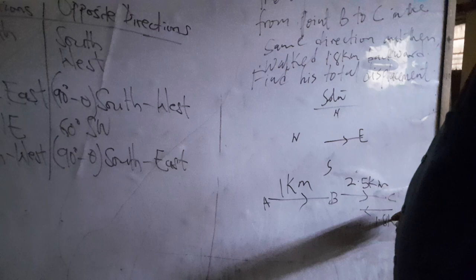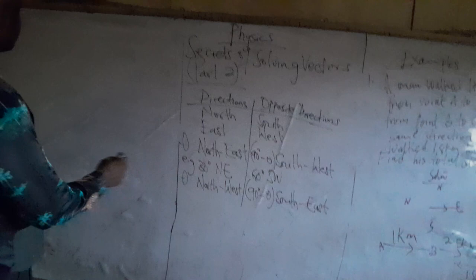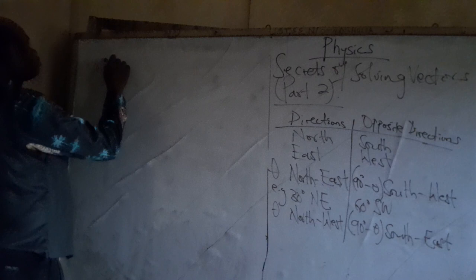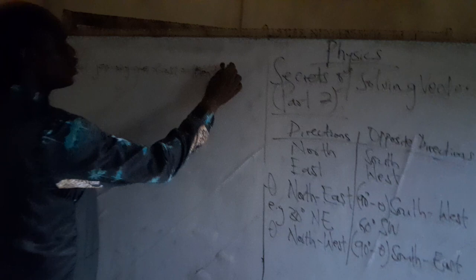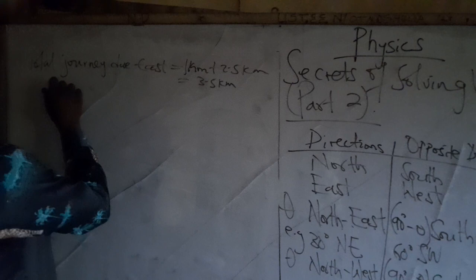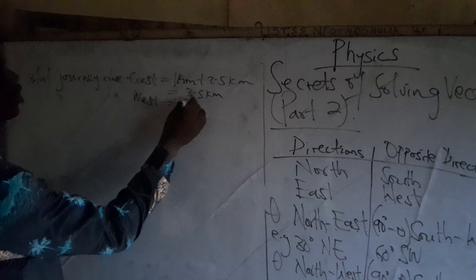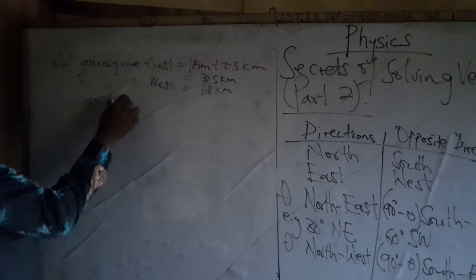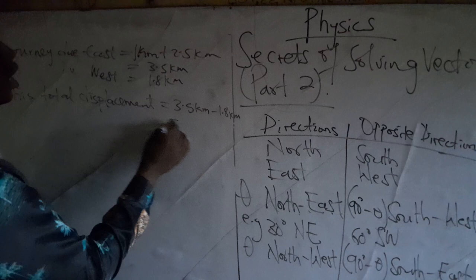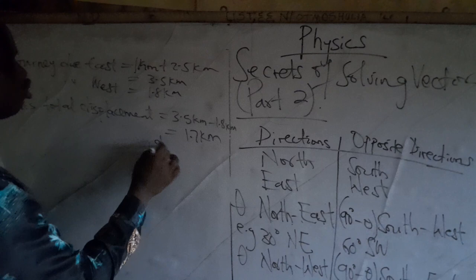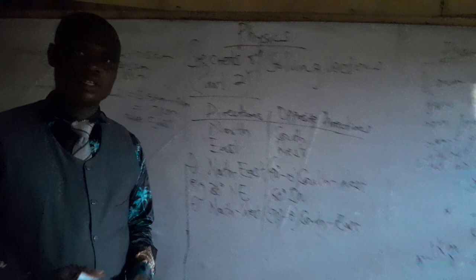So to find the displacement, now you find that the total movement, journey due east, is, since that is the same direction, you add 1 kilometer plus 2.5 kilometers, because those ones are the same direction. That gives you 3.5 kilometers. Journey due west is 1.8 kilometers. Therefore, his total displacement will now be subtract the two, which is 3.5 kilometers minus 1.8 kilometers. And that gives you 1.7 kilometers in one direction, due east. Why east? Because that's where you have more of the journey or distance covered.